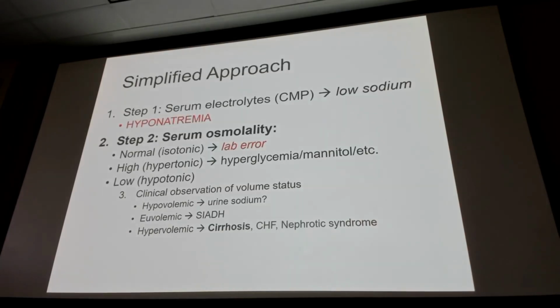Okay. Hyponatremia, if their serum osmolality looks like they're isotonic, it's probably a lab error, right? And if their serum osmolality is hypertonic, think about other ions that might be present that would have an effect on their serum being hypertonic, like sugar or mannitol or other unmeasured ions.